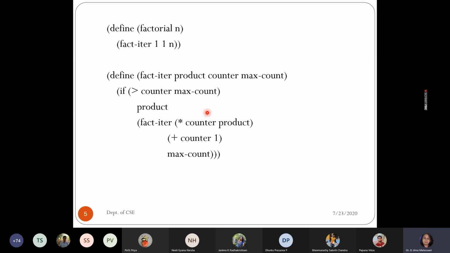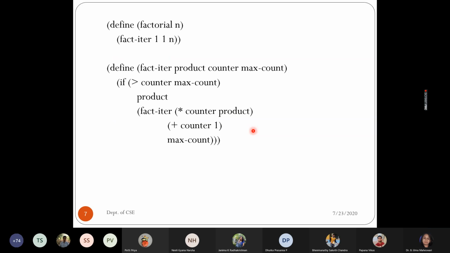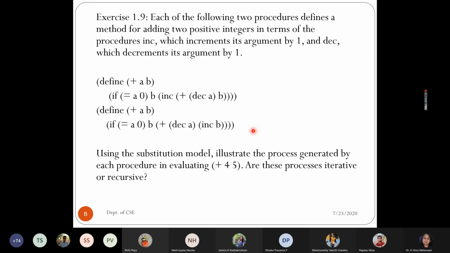So don't blindly write the code. You have to know the internal processes. What is happening for each and every call? What is happening in the computer? What does the interpreter do? Understood? I hope you understood. Yes, ma'am. Okay. So now let us take this particular problem.